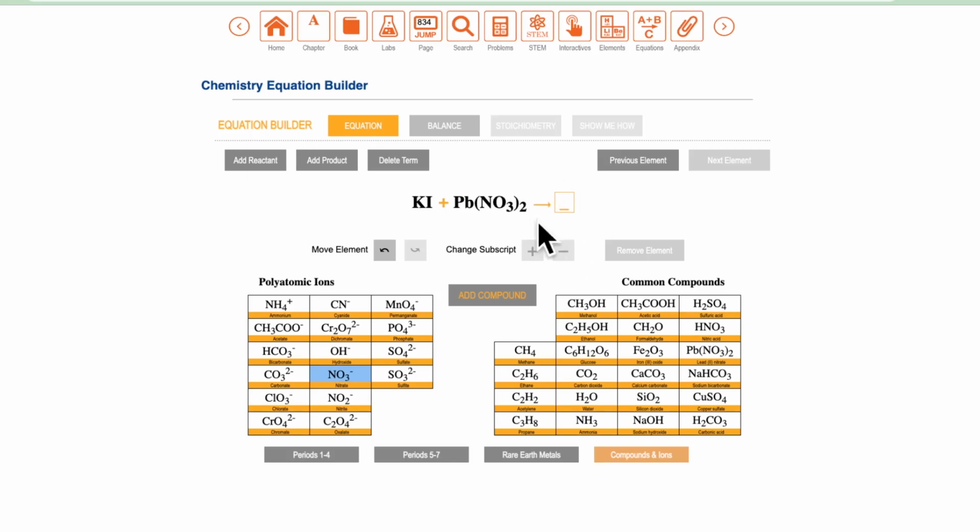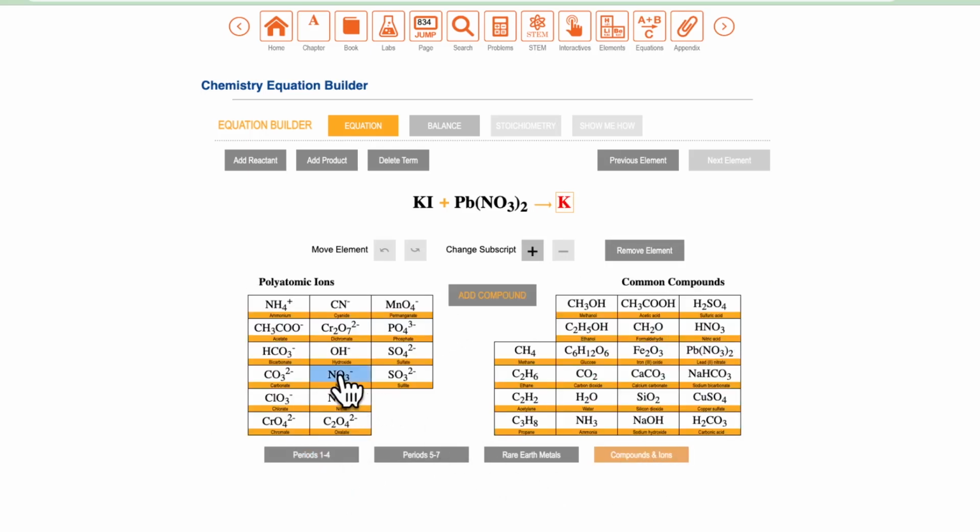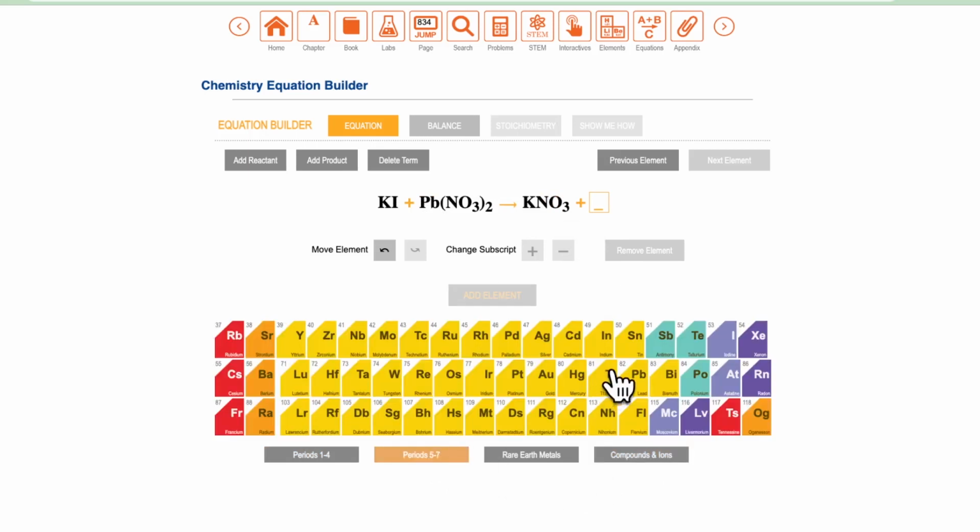Next, moving on, I have a product, potassium nitrate. So I need to go back to periods 1 through 4 to get the potassium. And again, compounds and ions for nitrate, and understanding that the charges cancel, the compound is now correct. I'm going to add a product, lead II iodide. Here's my lead 2 and iodide, which crisscrosses to get a subscript of 2.